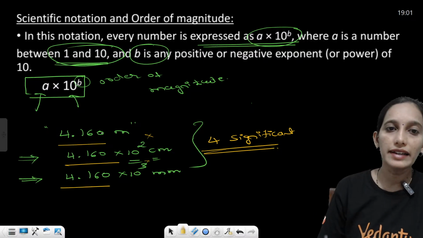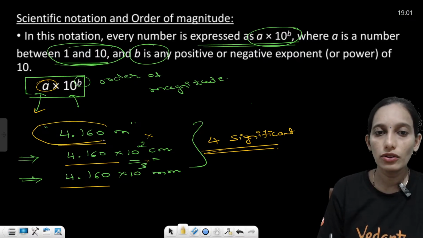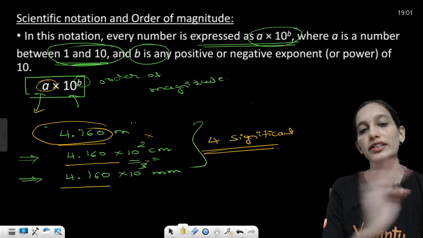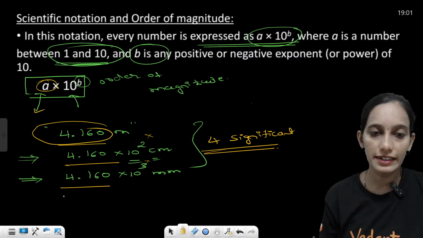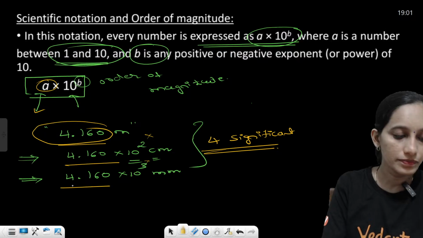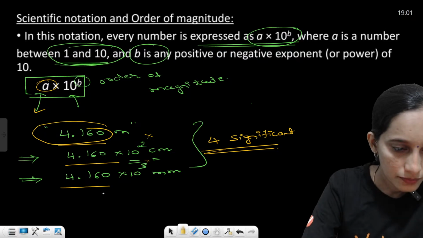So now the magnitude that we measure, that is a, should be completely written, and all the zeros in that magnitude are significant. Okay, is that clear till here? So this is how we follow scientific notation. Quickly respond, please. Yeah.